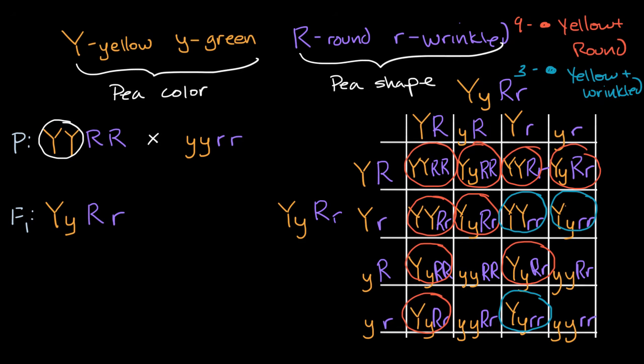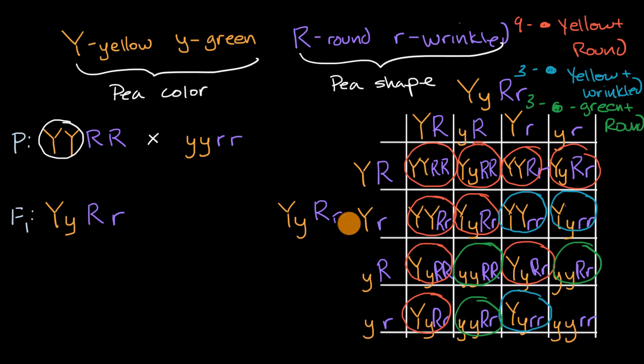And then what about the other way around? What if we are looking for, and I'll do it in this green color, green plus round? How many of them exhibit that phenotype? Well, to be green and round, you have to have 2 lowercase y's, and you have to have at least one capital R. So this would be green and round. This would be green and round, and then this would be green and round as well. So you have 3 of those.